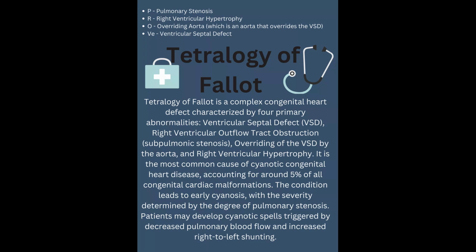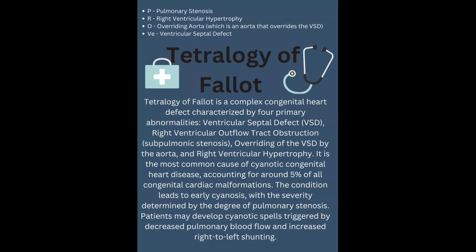An easy way to remember Tetralogy of Fallot is by using the acronym PROVE, which stands for the 4 main components of the condition. P. Pulmonary stenosis. R. Right ventricular hypertrophy. O. Overriding aorta, which is an aorta that overrides the VSD. V. Ventricular septal defect.